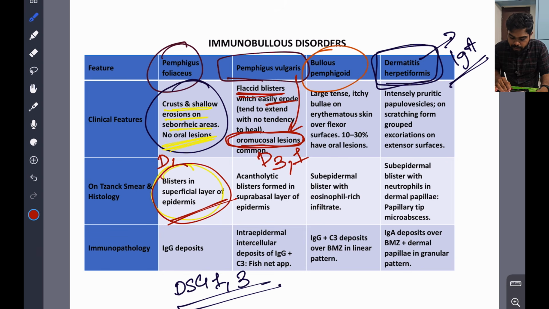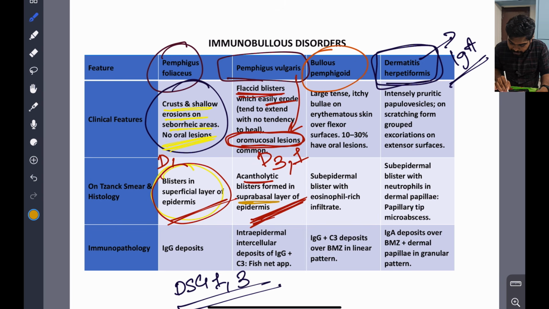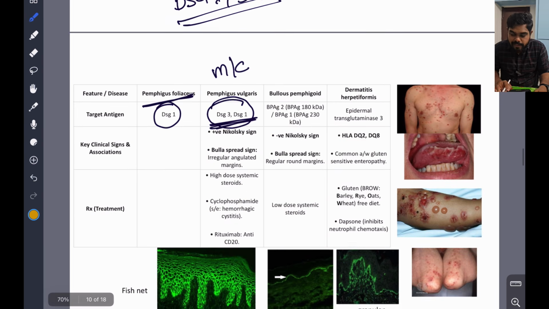Here, acantholytic blisters are formed in the suprabasal layer of the epidermis. So it is very important that it is located in the suprabasal layer of the epidermis. Okay, so here there is intraepidermal, intercellular deposit of IgG and C3, a fishnet appearance. We will see that in immunofluorescence. Just see these two, very important. Right now we'll go to the next slide and make it clear.